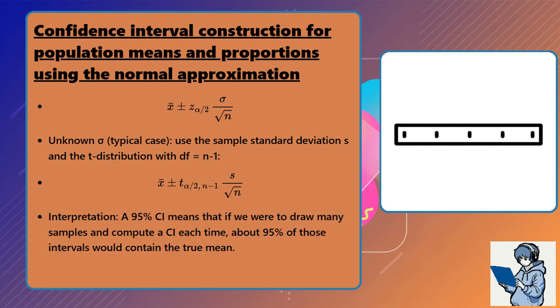Interpretation: a 95% confidence interval means that if we were to draw many samples and compute a confidence interval each time, about 95% of those intervals would contain the true mean.